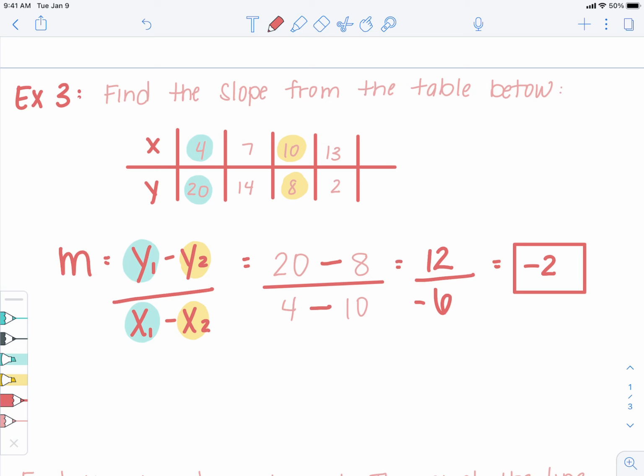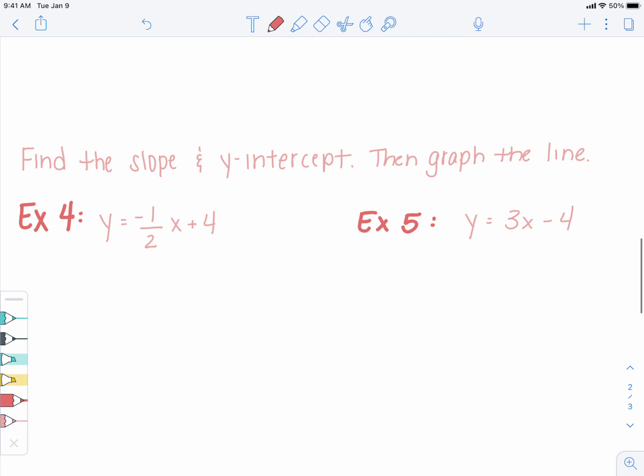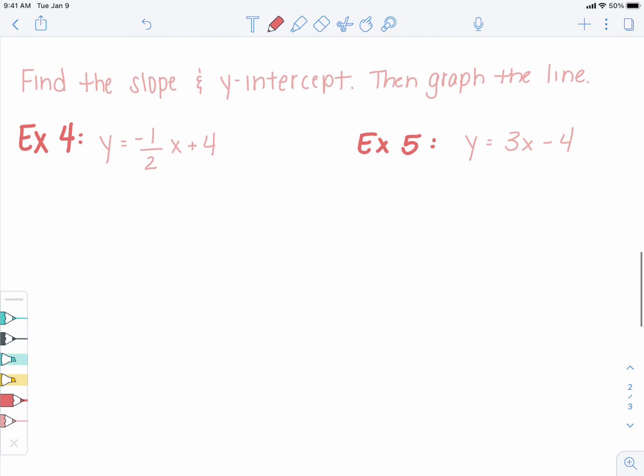All right, here's our actual graphs. You ready? Last 2 examples. We're going to find the slope, we're going to find the y-intercept, and then we're going to graph the line. Because we talked about last time we just need 2 points and we can draw a line.